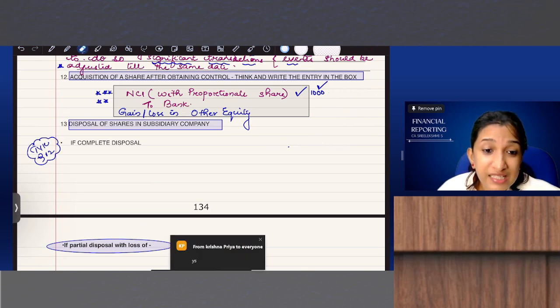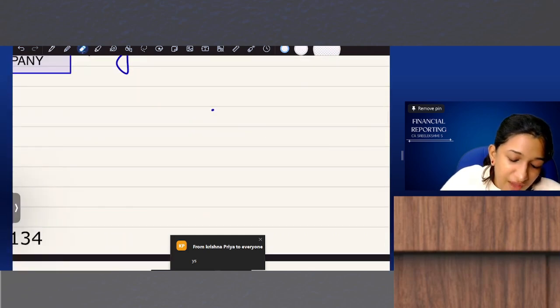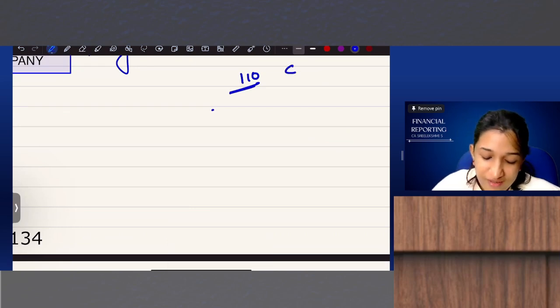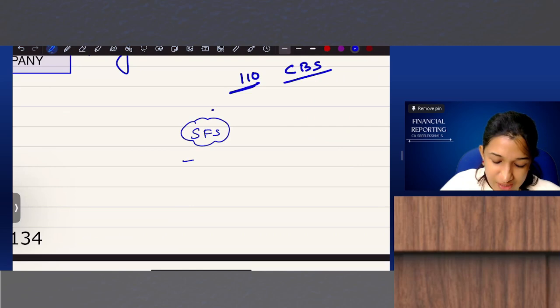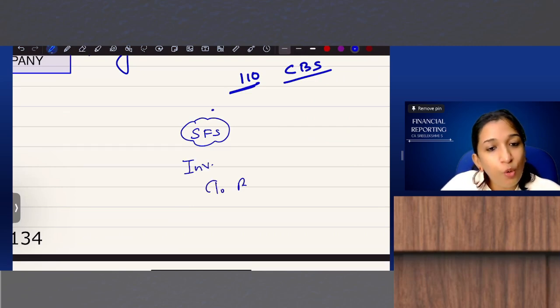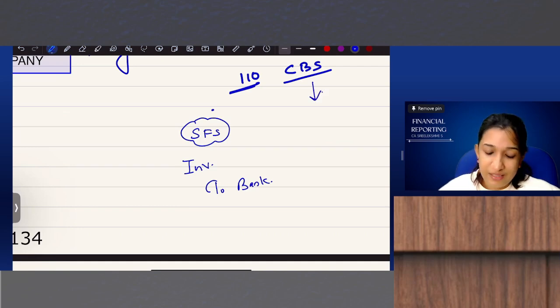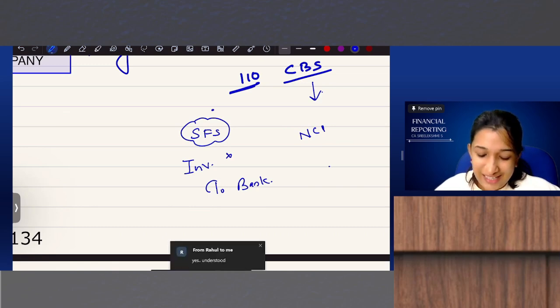And why not debit investment? Okay. Our entire discussion is on preparing what? In separate financial statements, it will be investment to bank, no doubt. In consolidated financial statements, there is no investment. Yes or no? So it is NCI to bank.